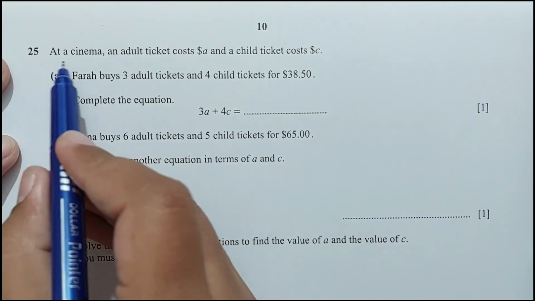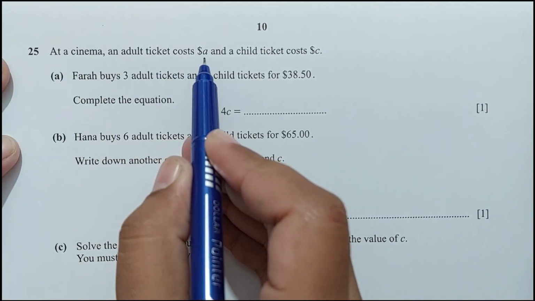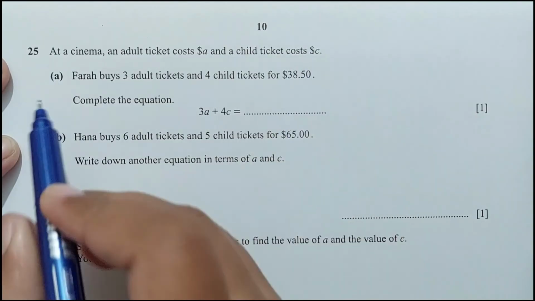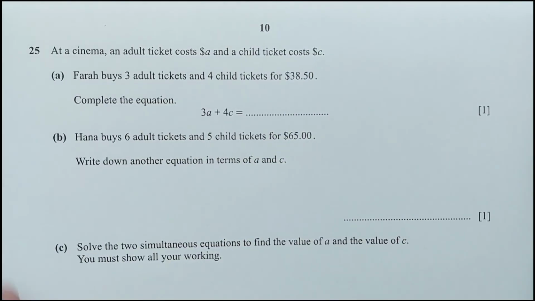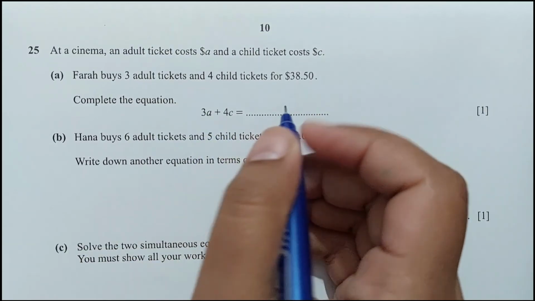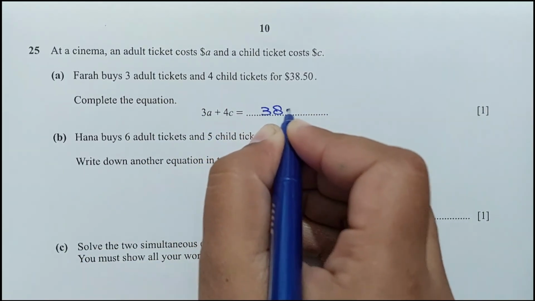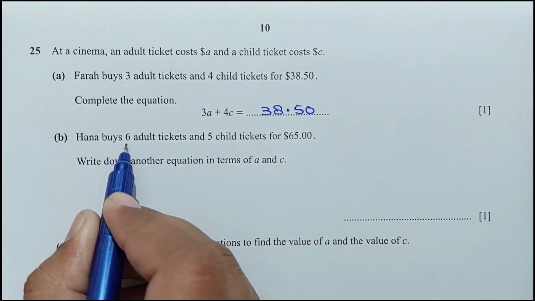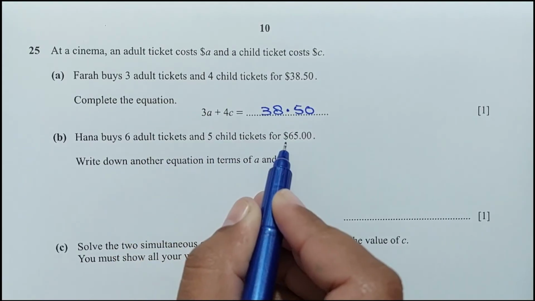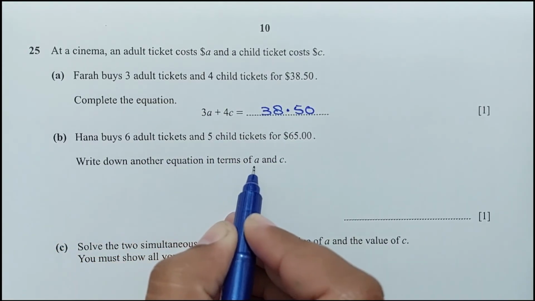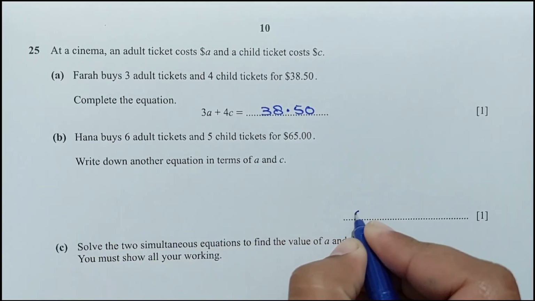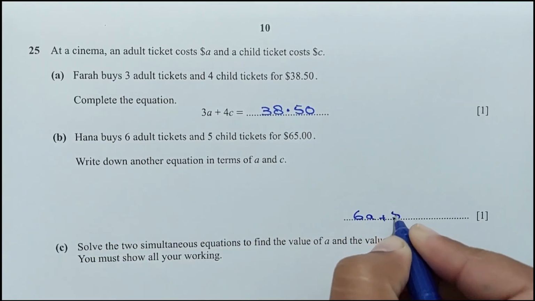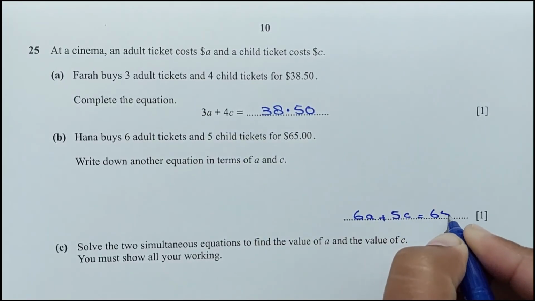Question number 25. At a cinema, an adult ticket costs $A and a child ticket costs $C. Part A, Farah buys 3 adult tickets and 4 child tickets for $38.50. Complete the equation: 3 adult tickets and 4 child tickets are equal to 38.50. Now for part B, Hannah buys 6 adult tickets and 5 child tickets for $65. Write down another equation in terms of A and C. So 6 adult tickets plus 5 child tickets should be 65.